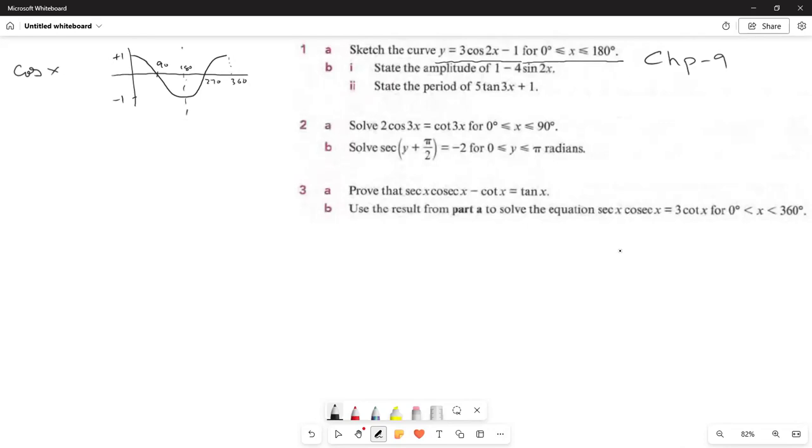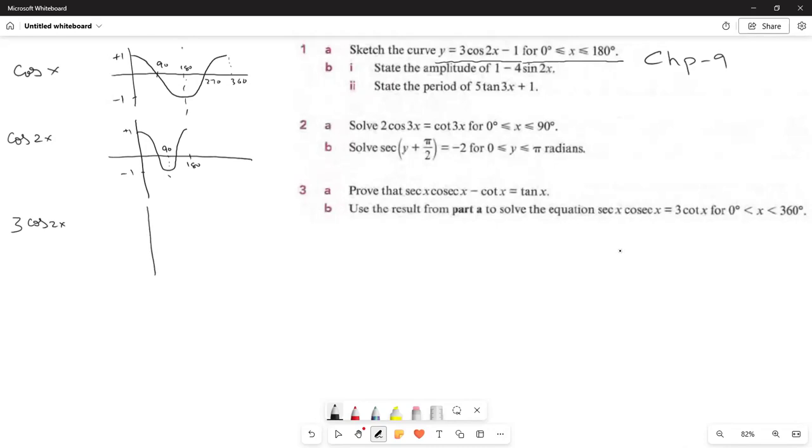Okay, now what about cos 2x? I hope you understand that cos 2x means shrinking this in the x-axis, x direction. So up till 180 degree, we have only half cycle, and now we will have full cycle in this range. Okay, so this is 180, this is 90, plus 1, minus 1.